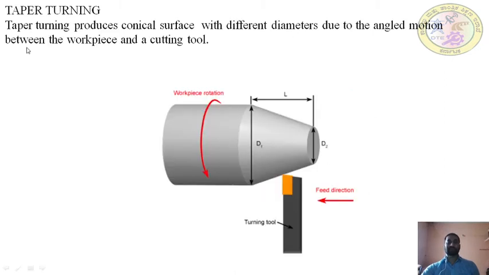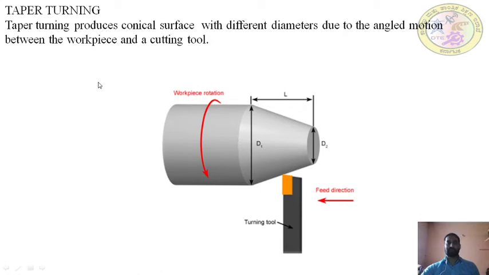Next, taper turning. Taper turning is the process of producing a conical surface with different diameters due to the angular motion between the workpiece and tool. So taper turning is nothing but producing a conical surface. You can see the conical surface is produced by the taper turning process. This is achieved by moving the tool not in a longitudinal direction but in an angular direction, in order to get the taper turned surface.